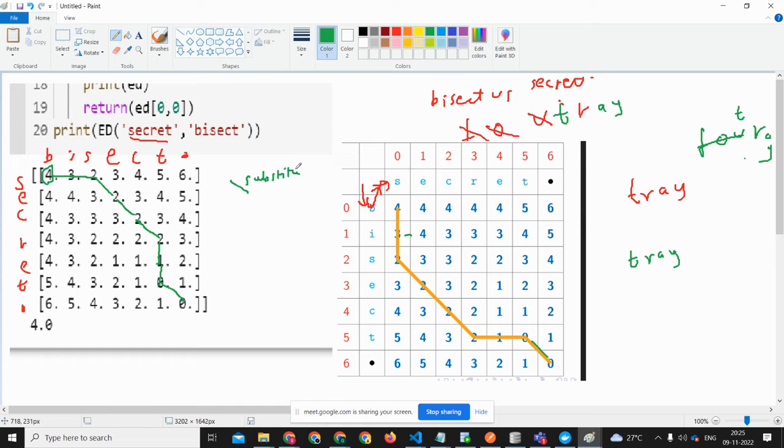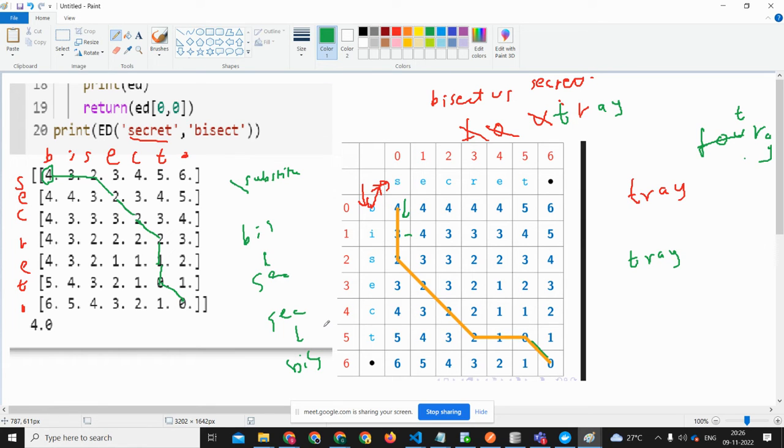No, I want someone else to clarify this. All right, so we have secret and bisect. I got this matrix and I formed this orange color line also. So how do I know which one I'm converting to which one? Let's say that I want to come from top to bottom. Is it like bisect to secret or secret to bisect? I'm having this confusion. Can someone clarify this?